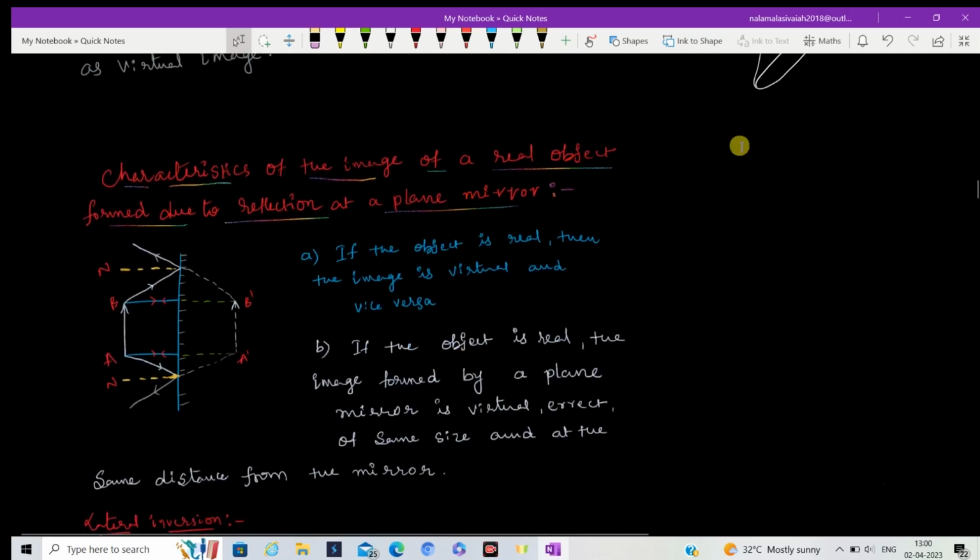Then we'll go to the characteristics of the image formed by the plane mirror. So you take the plane mirror, I'm considering it like this, the plane mirror.